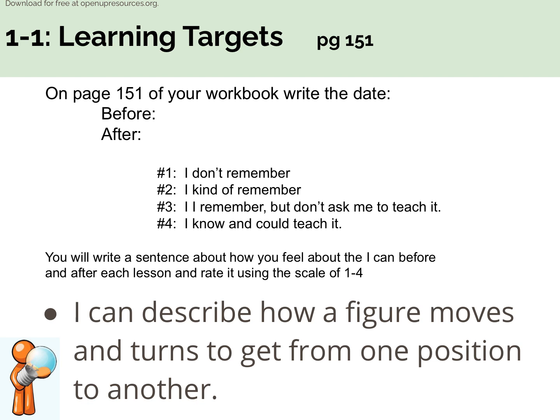Let's read the I can statements for lesson 1 and 2. I can describe how a figure moves and turns to get from one position to another. Give your sentence how you feel after the lesson. So that goes up here in the after area. Give yourself a number again, how you feel now. So 1, you still don't remember. 2, you kind of remember. 3, you did get it. And 4, you can teach it to your friend.